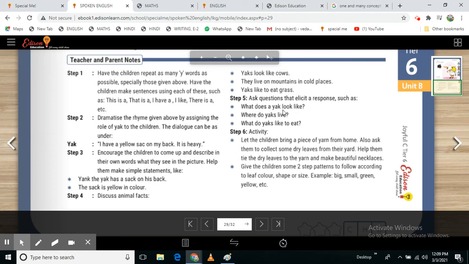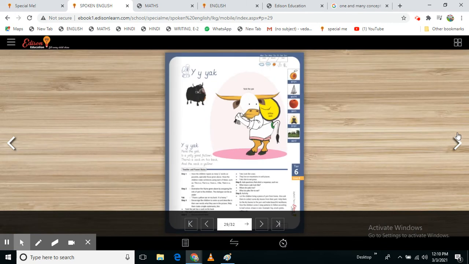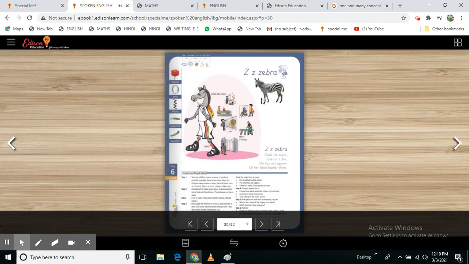Yes. What does a yak look like? Yes, yaks look like cows, right? And where do yaks live? कहाँ रहते हैं yaks? They live on mountains in cold places, right? And what do yaks like to eat? क्या खाना पसंद है उन्हें? Yaks like to eat grass. Yes, good. Okay, now move to the next page.